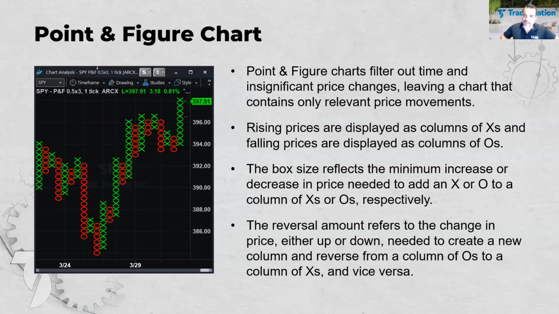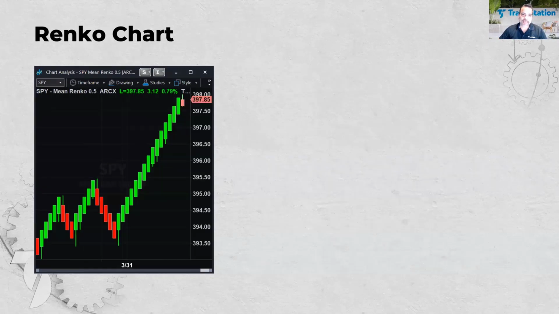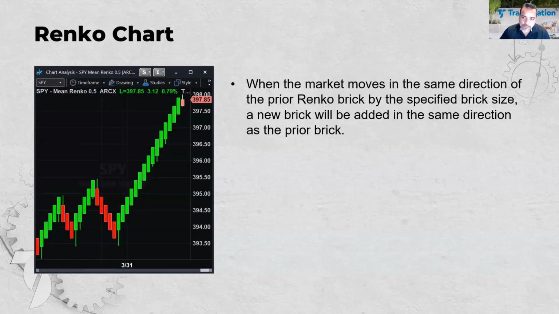We have a lot of content to cover, so I'm going to breeze through some of it because, as I said before, the main goal of these charts is to remove noise, consolidate the chart, and simplify the view. Let's take a look at Renko. When the market moves in the same direction as the prior Renko brick by the specified brick size, a new brick will be added in the same direction as the prior brick.